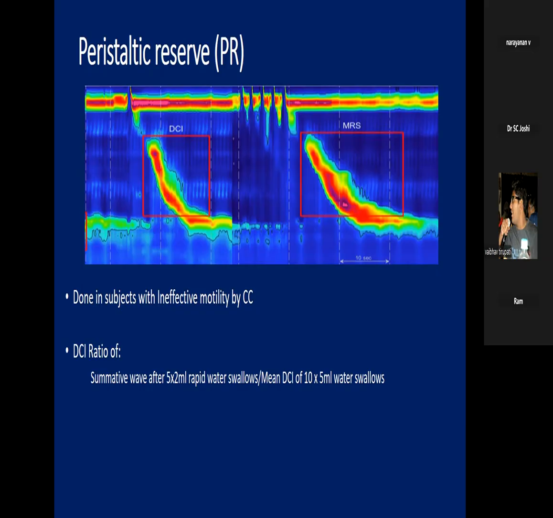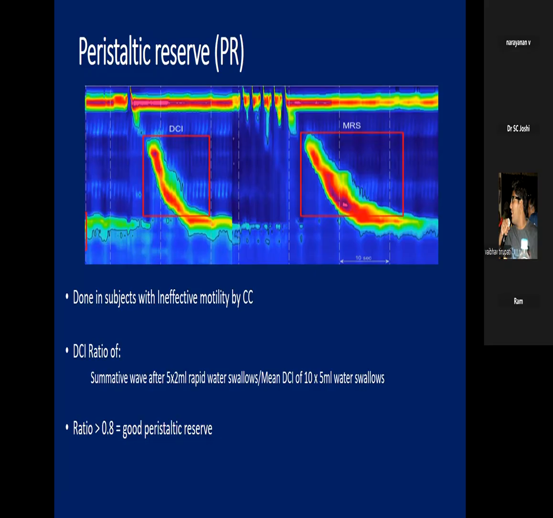done within 10 seconds. So you see here the first one is a normal swallow. Here the patient drinks 2 ml, swallows, second 2 ml, swallows, third 2 ml, swallows, fourth 2 ml, swallows, and fifth 2 ml. And then you had a deglutitive inhibition here, no wave, but finally there is a summative large wave. That is called the MRS-DCI. So this value you divide by the mean DCI of the ten 5 ml water swallows. A ratio more than 0.8 indicates good peristaltic reserve.